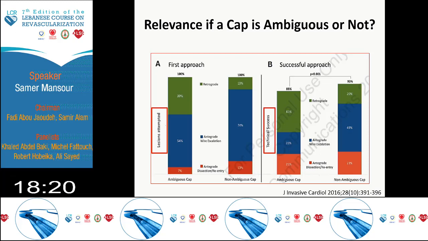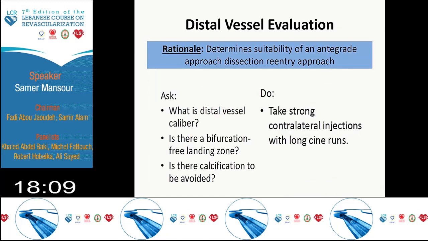When you have a non-ambiguous cap, your success rate can go up to 90%, 93%, and it's a bit less, going down to 85% when you have an ambiguous proximal cap. You need to look at the distal vessel. It determines the suitability of an antegrade dissection re-entry approach. If you have a good distal target, then you can re-enter if you go suboptimal.